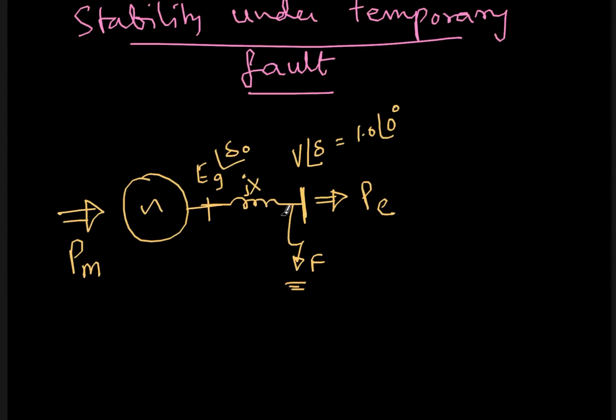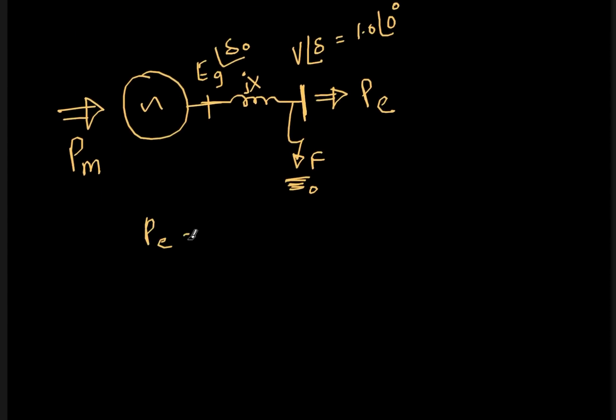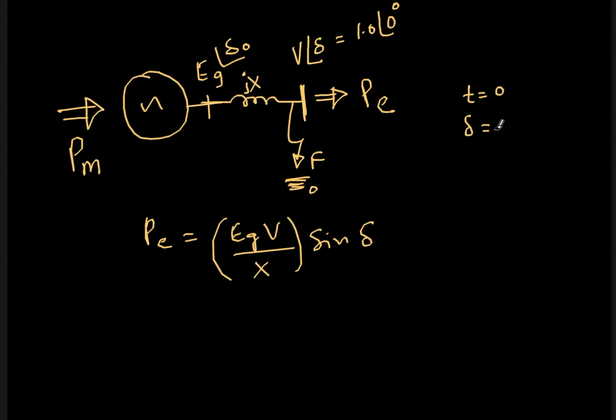Now momentarily there is a fault, and when there is a fault the voltage will become zero because this is a three phase fault to ground, so this voltage will become zero, and as a result the electrical power will become zero. Now we also know that the expression for PE is Eg times V by X sine of delta. Whatever is the delta at this stage, the delta of the machine is delta naught. At t equal to 0, delta is delta naught as shown in this figure.